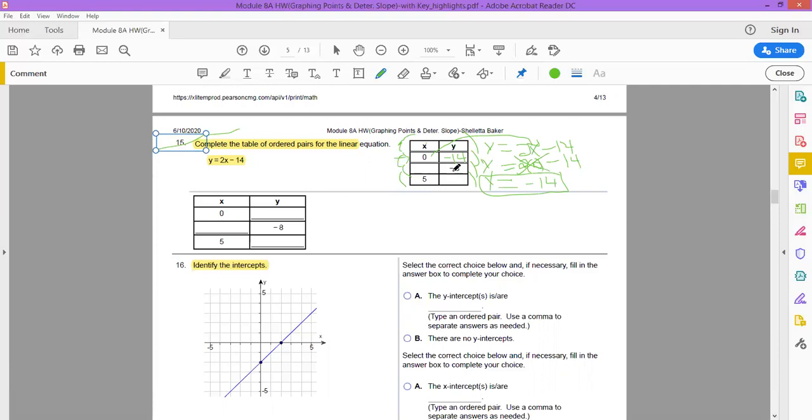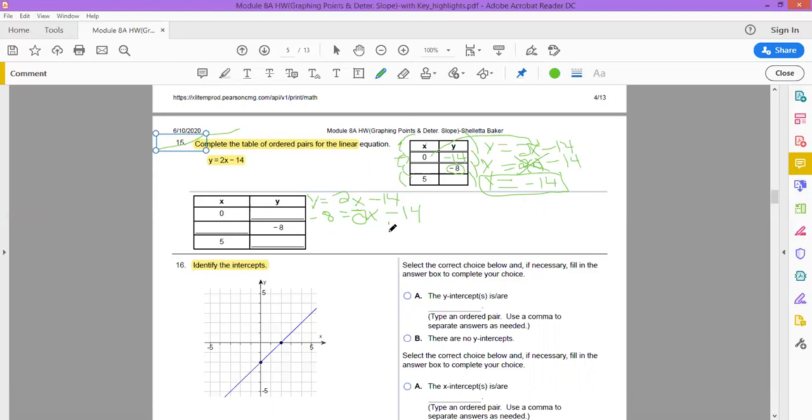Now let's look at the second row. This time we're given the y value. So we're still using the same equation, y equals 2x minus 14. And now we're going to substitute -8 for y. So we'll have -8 equals 2x minus 14. And now we'll solve this equation for x.